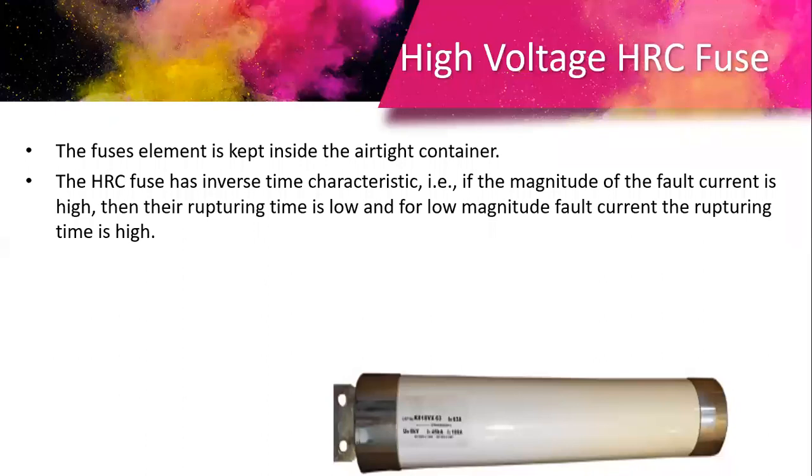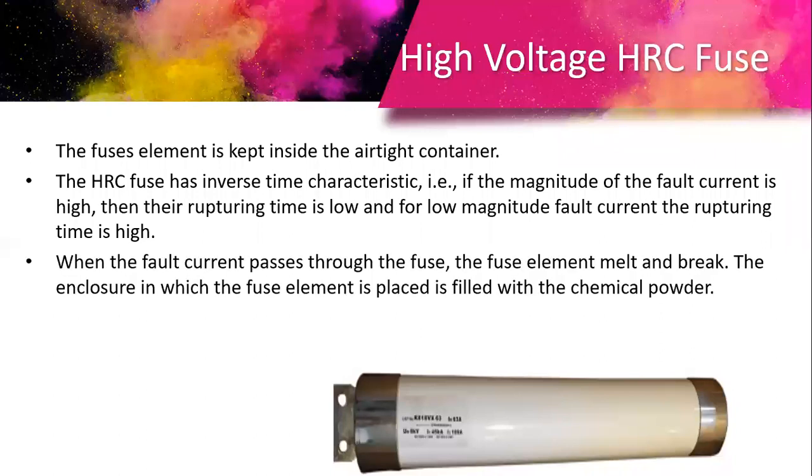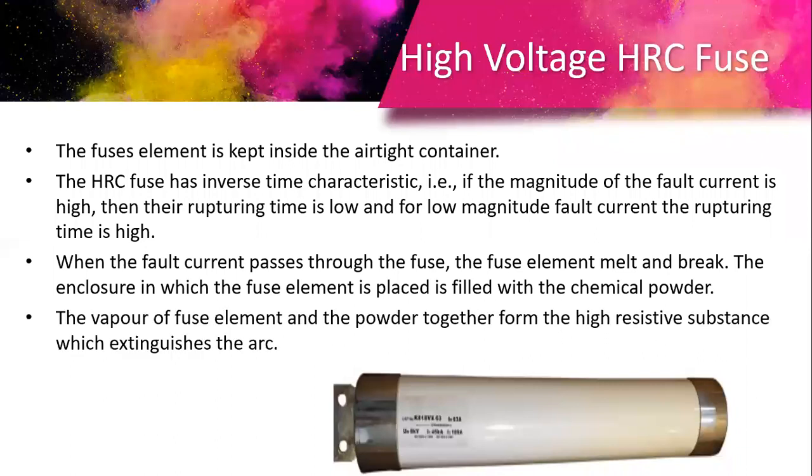If the magnitude of the fault current is high, then the rupturing time is low. For a low magnitude of fault current, the rupturing time is high. That is the meaning. When the current passes through the fuse, the element melts and then automatically breaks. The enclosure in which the fuse element is placed is filled with a chemical powder. What is the chemical powder? Generally asbestos or chalk powder, as we have already seen.